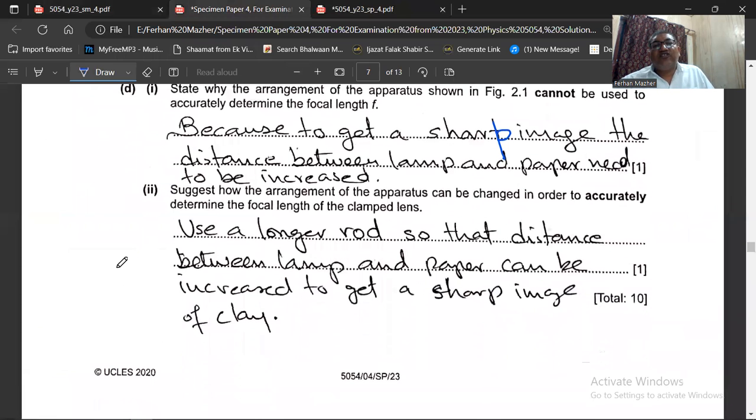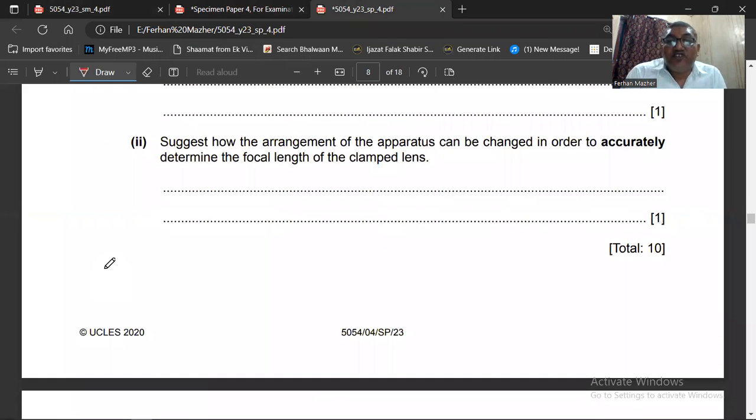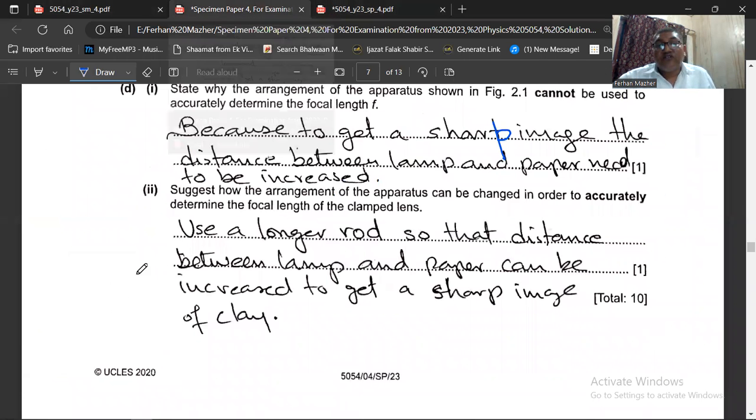Then the question is to suggest how the arrangement of the apparatus can be changed in order to accurately determine the focal length of the lens. My suggestion is that we should use a stand which is longer so that the distance between the lamp and the paper can be increased to get a sharp image of the lens.